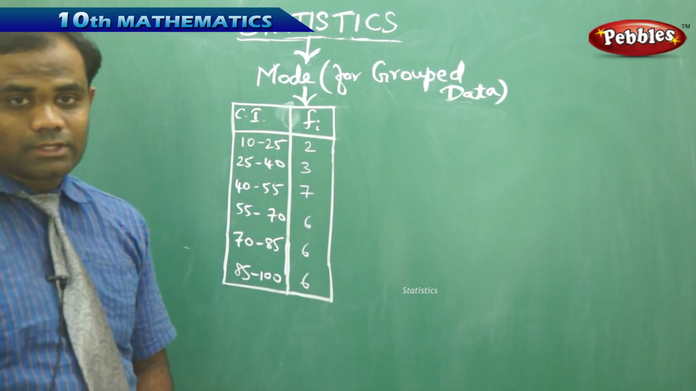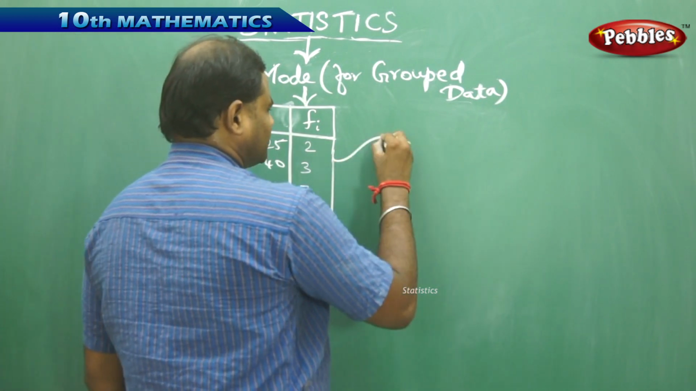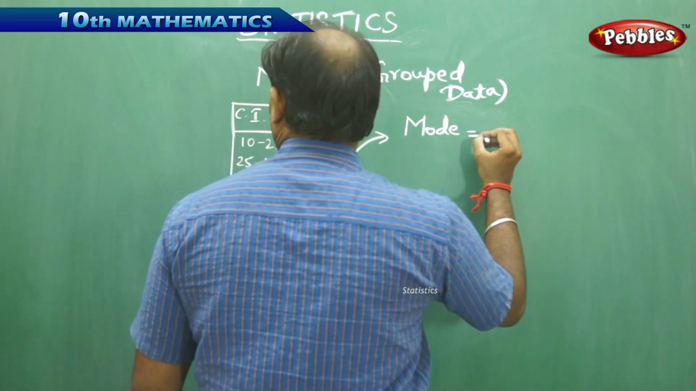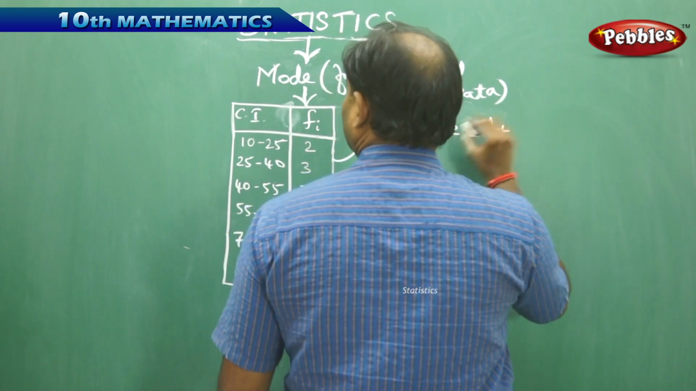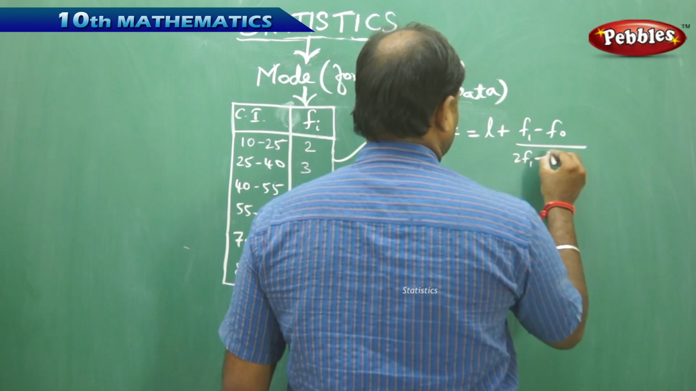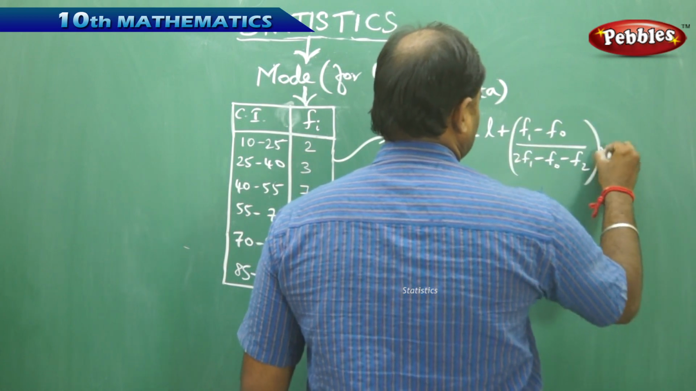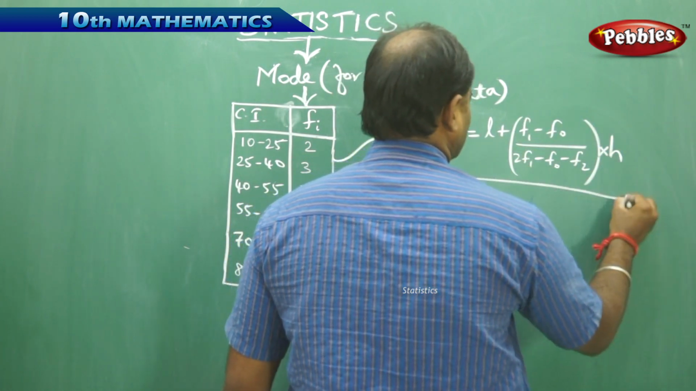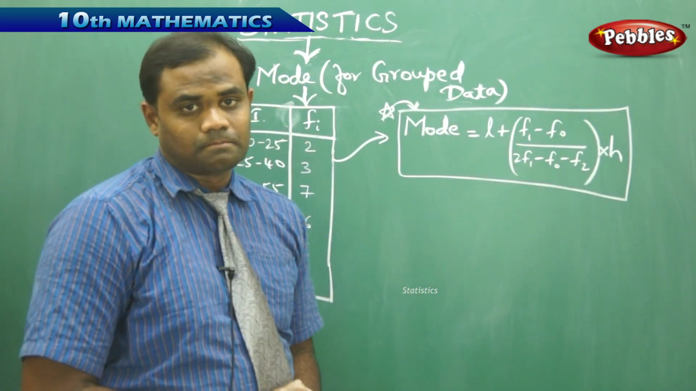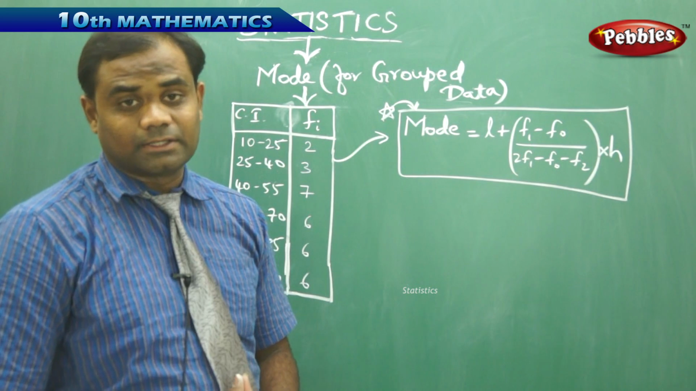Now, to find the mode for such group data, we have a specific and exclusive formula. The mode is given by the formula L plus (F1 minus F0) divided by (2 times F1 minus F0 minus F2), times H. This is the formula which I exclusively use in finding the mode for the group data. So let's see what each of L, H, F1, F0 and F2 stand for in their respective definitions.